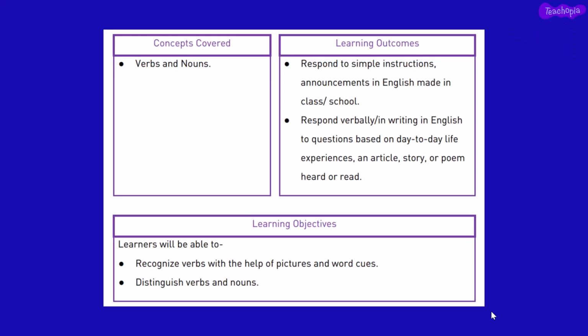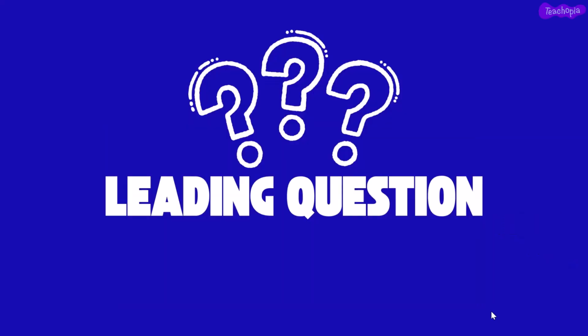Once this learning sheet is done, learners will be able to recognize verbs with the help of pictures and word cues. They will also be able to distinguish verbs and nouns.